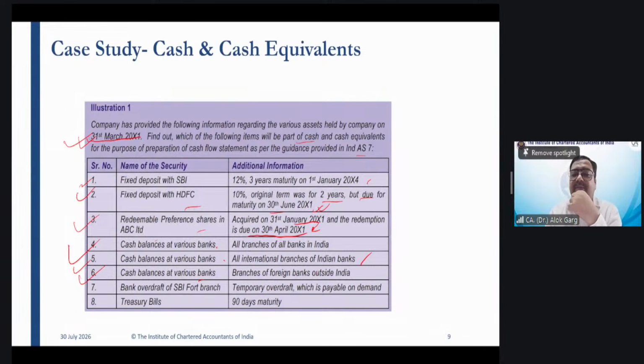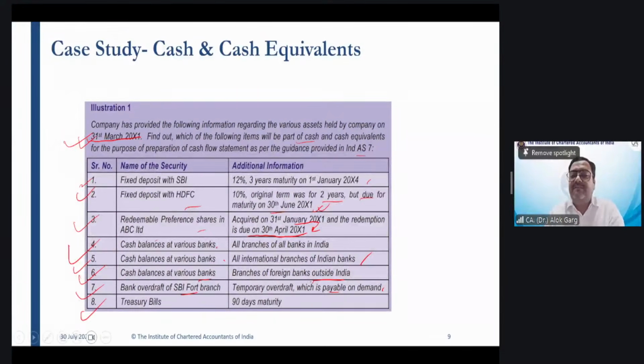Cash balance at various bank branches of foreign banks outside India. You have money lying in your Citibank account in America, in USA. Whether it is a cash and cash equivalent? Yes or no? Manoj, is it a cash and cash equivalent? Yes, it is a cash and cash equivalent. Bank overdraft of SBI Fort branch, which is payable on demand. SBI Fort branch bank overdraft. Yes, it is part of cash and cash equivalent for the purpose of cash flow statement.